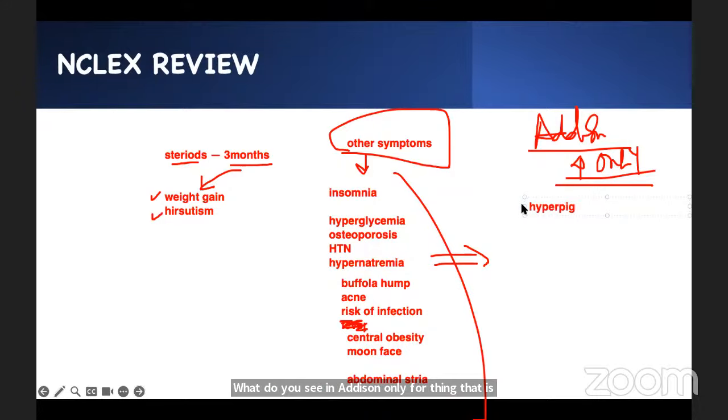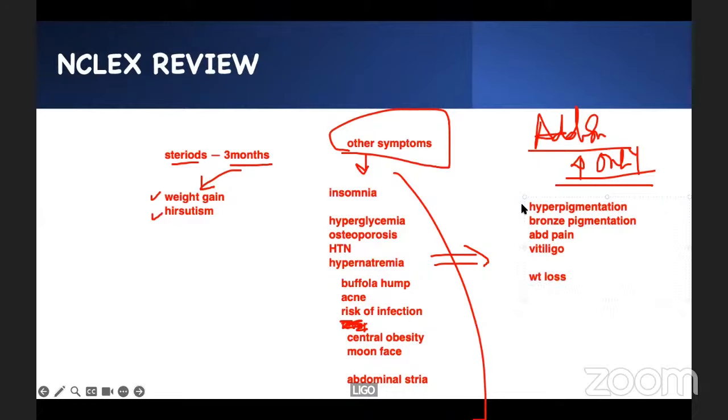Pigmentation. Bronze pigmentation is the same thing. Abdominal pain. Vitiligo, weight loss, hypoglycemia, hyperkalemia. Okay, that is enough.